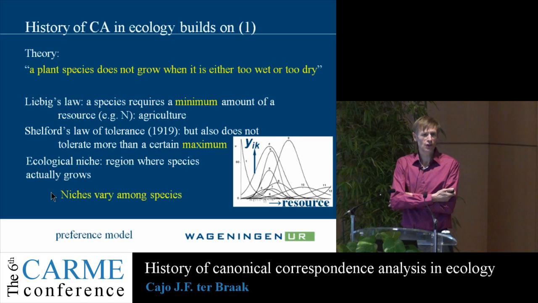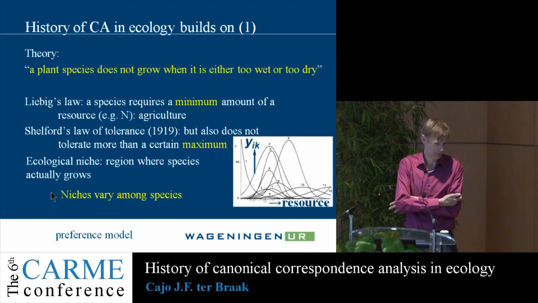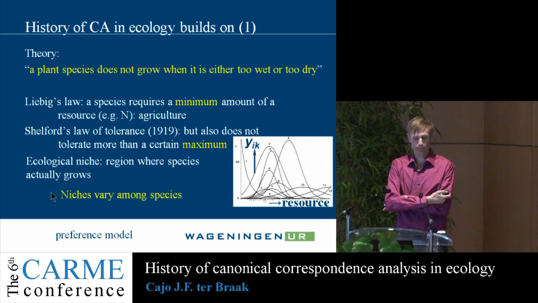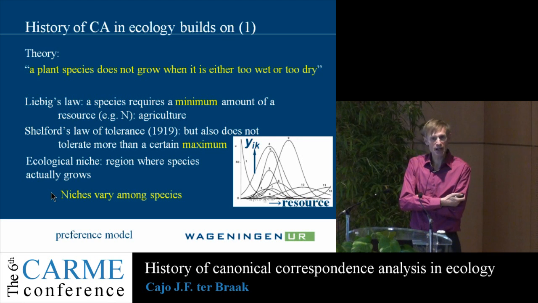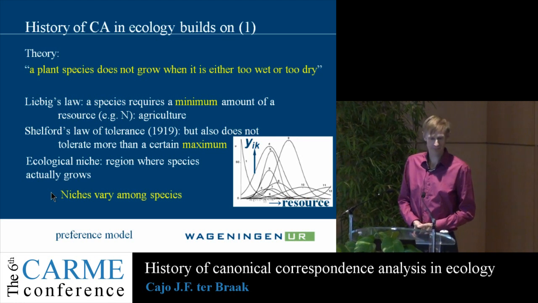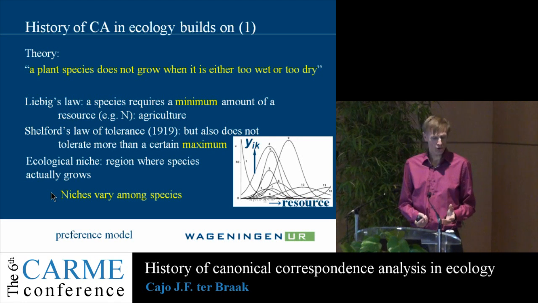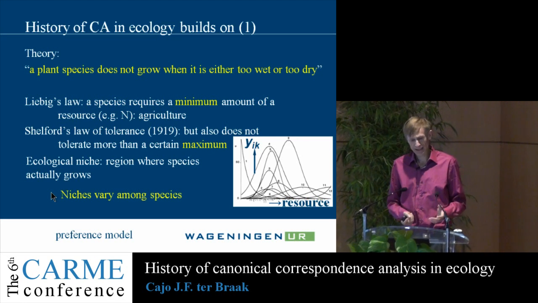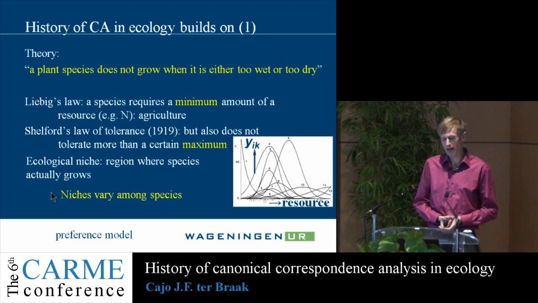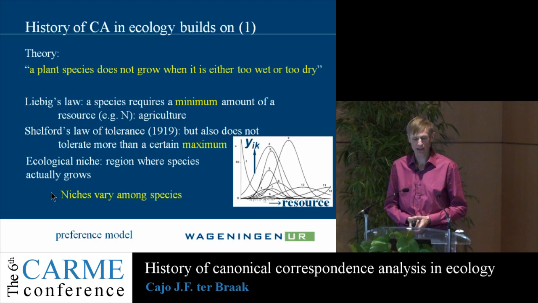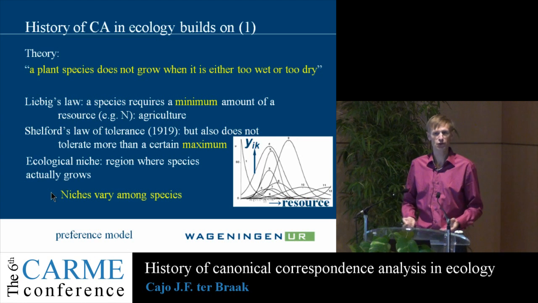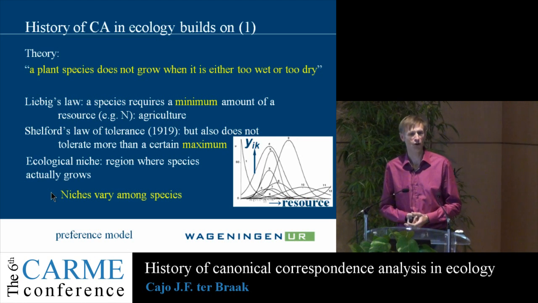So the history of canonical correspondence analysis is, of course, the history of correspondence analysis in ecology. And it builds on theory. A plant species does not grow when it's either too wet or too dry. So we have Liebig's law, already from the 1800s, that says that a species requires a minimum amount of a resource, nitrogen for example. And that's what we use in agriculture. We are at the agriculture university, you certainly use Liebig's law.